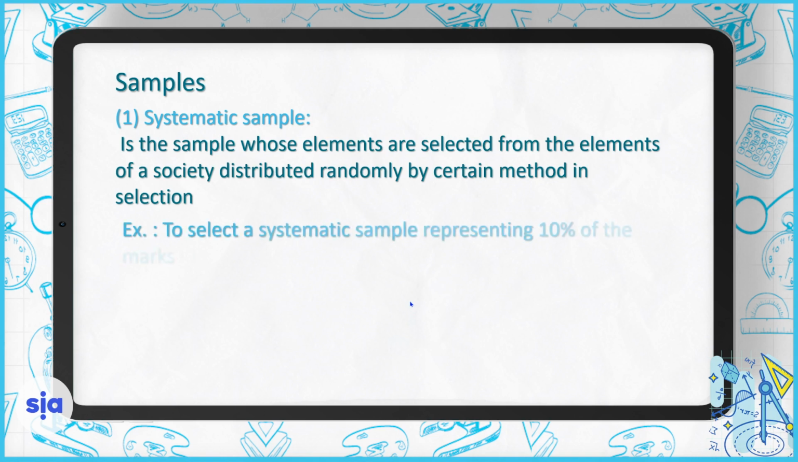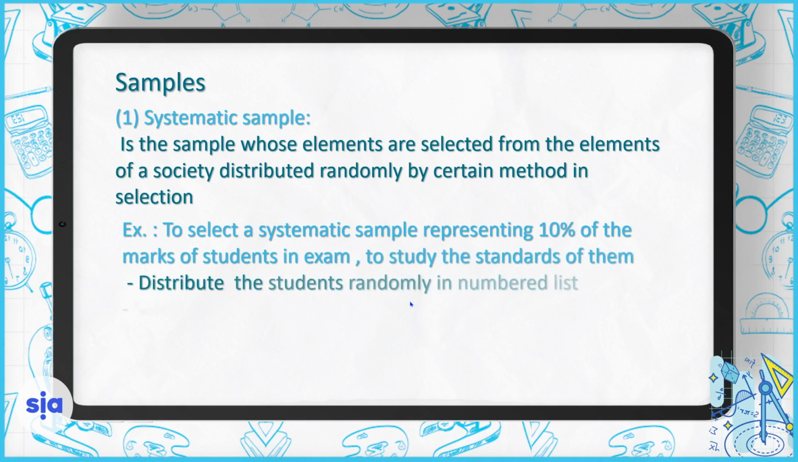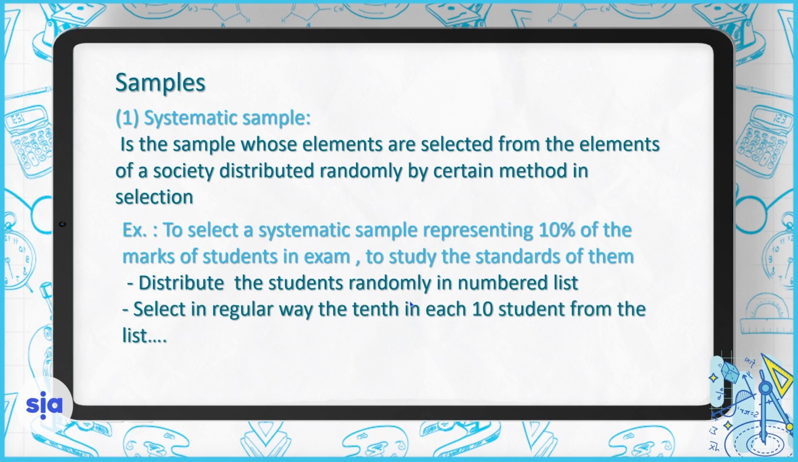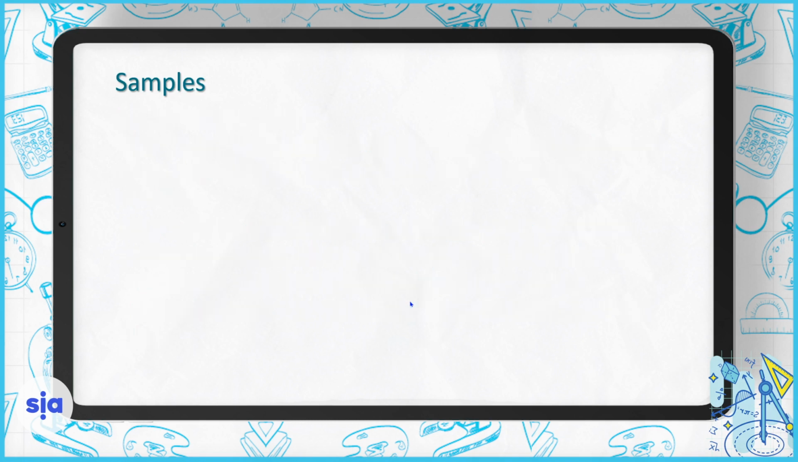For example, to select a systematic sample representing 10% of the marks of students in an exam to study the standards of them, let's distribute the students randomly in a numbered list. Select in a regular way the 10th in each 10 students from the list.